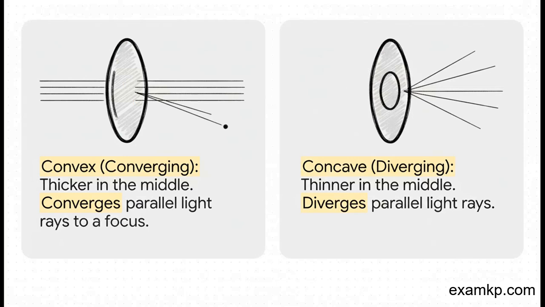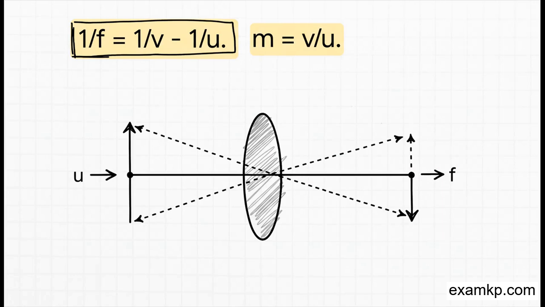Now for the calculations. These two formulas are your best friends when it comes to lenses. The lens formula connects the focal length, the image distance v, and the object distance u. Then the magnification formula tells you how much bigger or smaller the image is. Just a quick warning, always be careful with your signs. We are using the real is positive convention here.